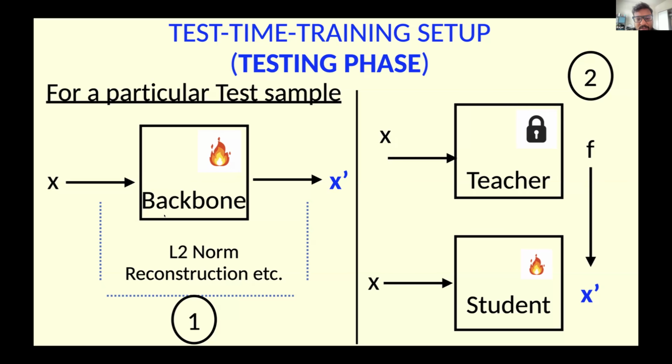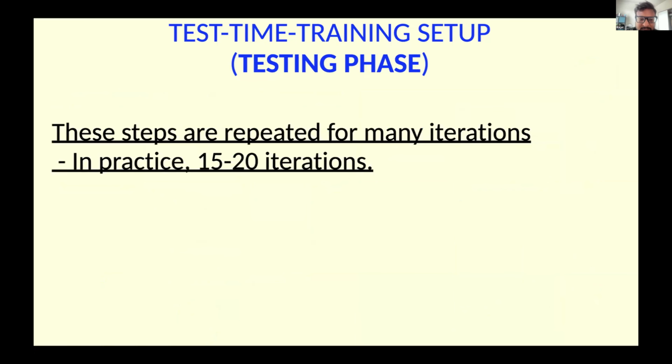So you either use setting 1 or setting 2, and in both of these cases you are not using any label for the test sample, and the backbone, or here the student, is being trained. You do this step for 15 to 20 iterations. So for every test sample, you're updating the backbone to perform this SSL task. In practice, it takes 15 to 20 iterations.